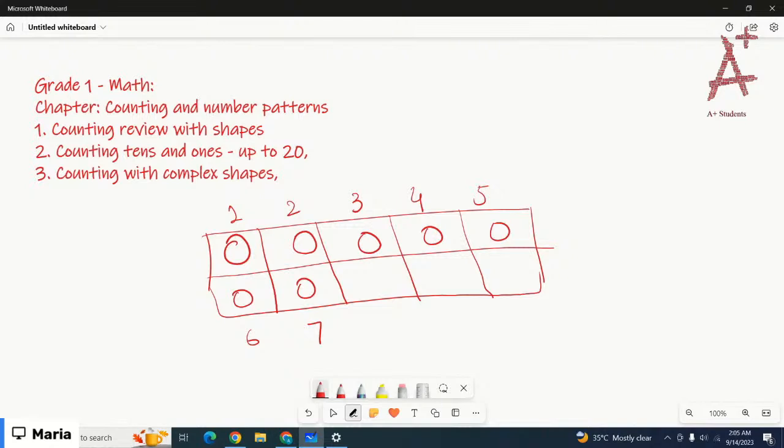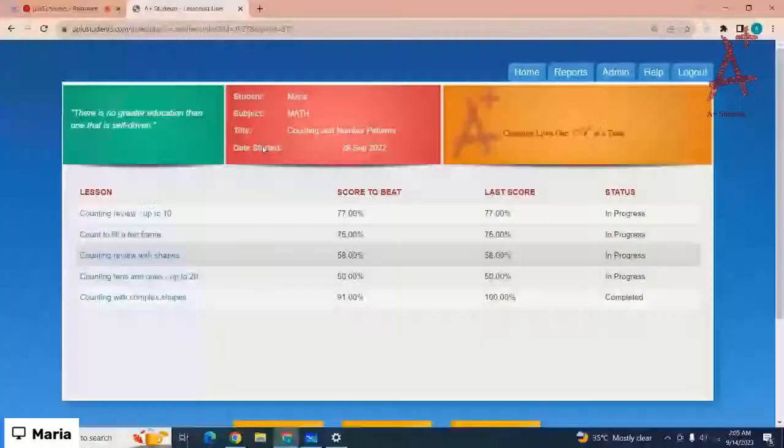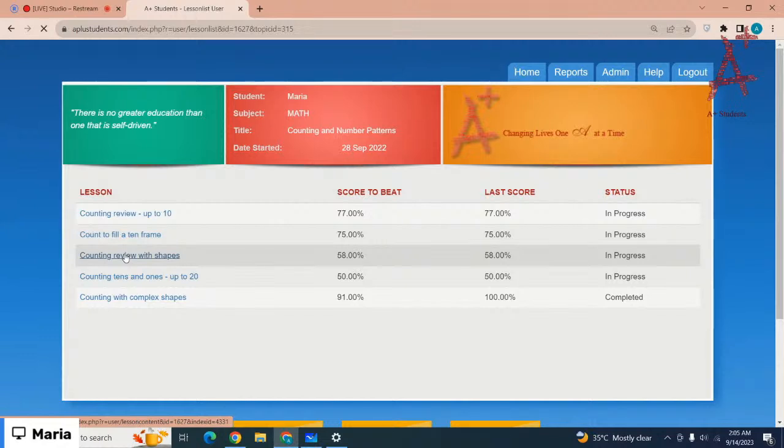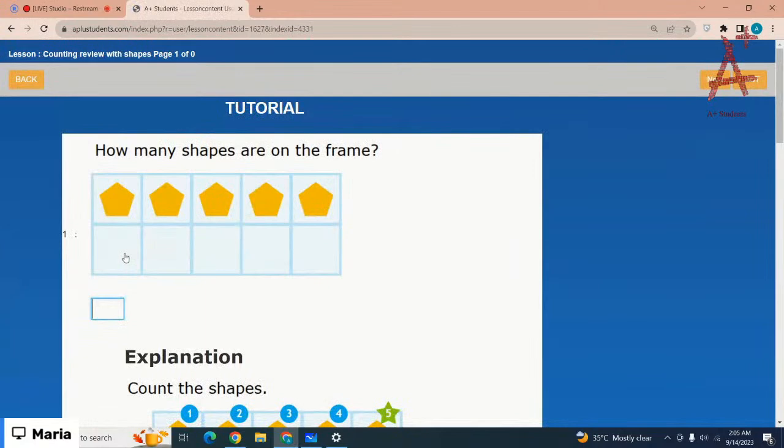So let's just start with the practice questions we can do from the A plus session. So let's just go to A plus. Okay, we are on grade 1 math. The lesson is counting and number patterns. So let's just start with the lesson, that is counting review with shapes. So basic thing is you have to count the shapes. Let's just start with the practice questions.